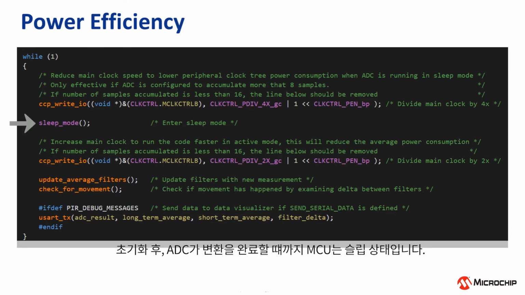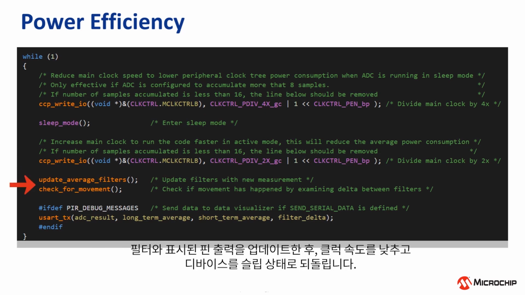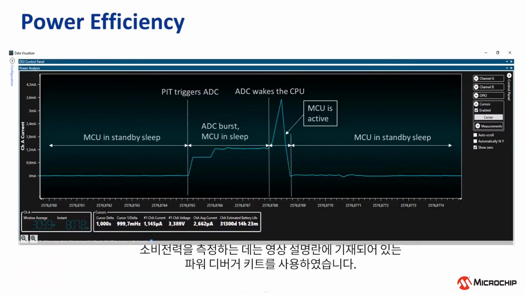After initialization, the microcontroller remains in sleep until the ADC completes the conversion. When the ADC wakes the microcontroller, the clock frequency is increased to improve power efficiency by reducing execution time. After updating the filters and the output of the indication pin, the clock speed is reduced and the device returns to sleep. To measure the power consumption, the Power Debugger kit, linked in the video description, was used.